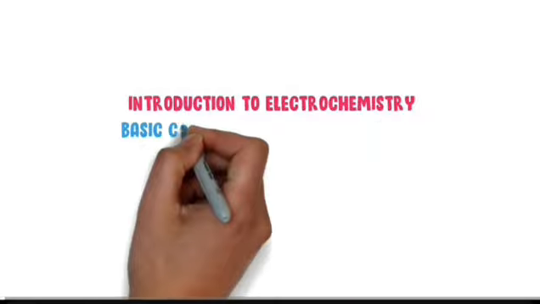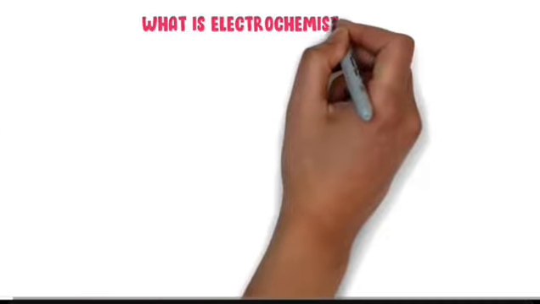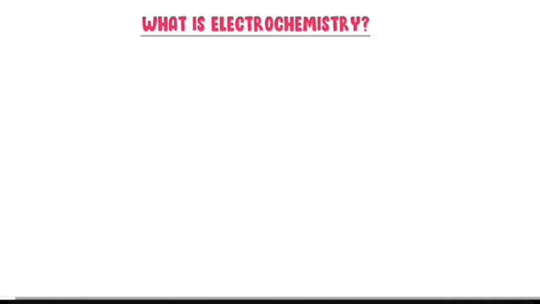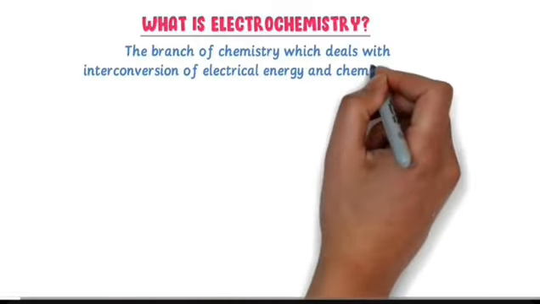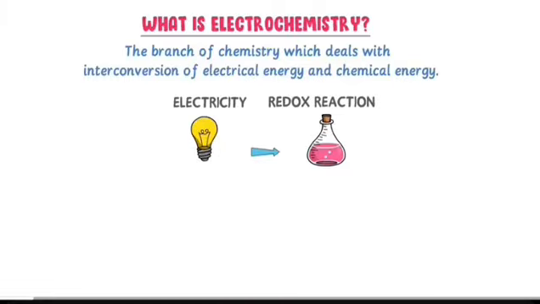Electrochemistry, and we will learn all the basic concepts of electrochemistry. Firstly, let me teach you what electrochemistry is. Well, the branch of chemistry which deals with the interconversion of electrical energy and chemical energy is called electrochemistry. For example, we either use electricity to generate a redox chemical reaction or we use a redox chemical reaction to generate electricity.